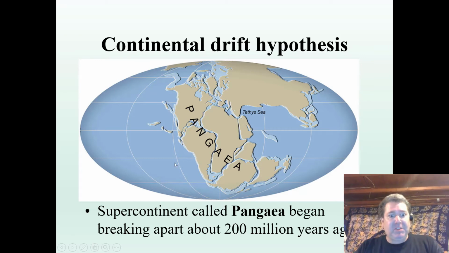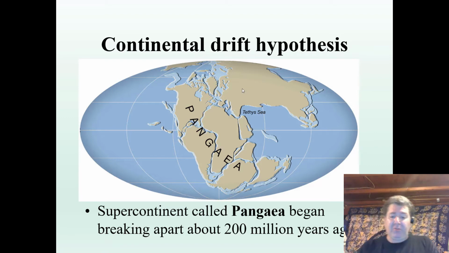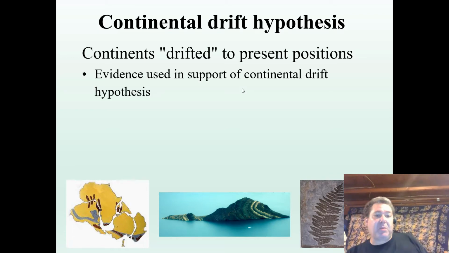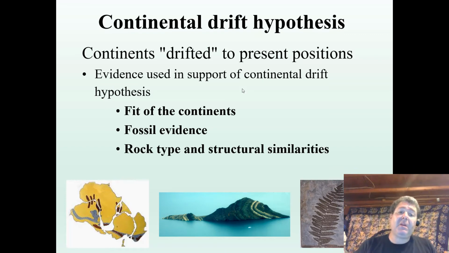His idea of continental drift is that the supercontinent Pangaea started to break apart some 200 million years ago, and since then the continents have been drifting to their present locations, therefore continental drift. Again, the idea is they have since then drifted to their present positions. He did have quite a bit of evidence in support of continental drift, including the fit of the continents. Darn it all if they don't just look like puzzle pieces. He had a bunch of fossil evidence that he used, rock types, and structural similarities that he could match across ocean basins.